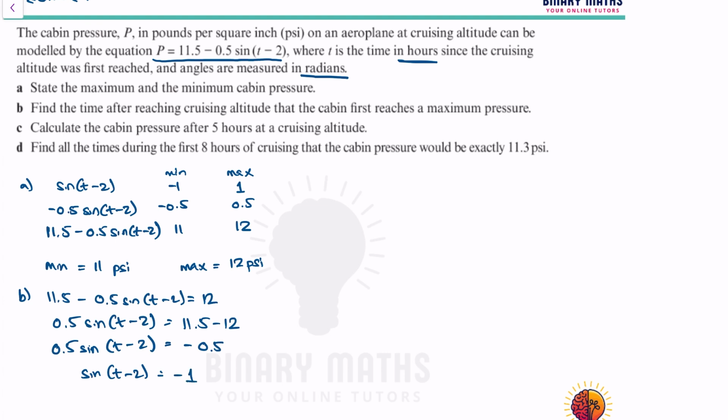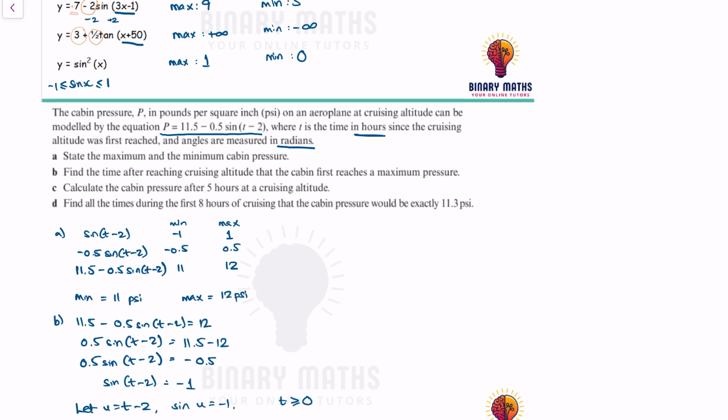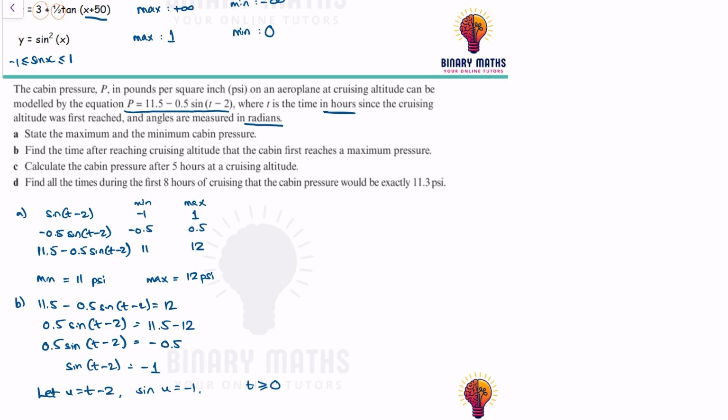Now I need to do a substitution. Let u be equal to t minus 2. Then sine of u is equal to negative 1. I need to adjust my range. Here my t is time, which is obviously greater than or equal to 0. It's always positive time. So that means t minus 2 is greater than or equal to minus 2. So that's my range.